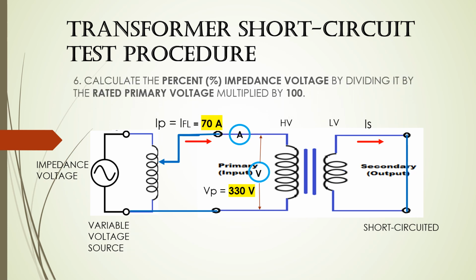Now to calculate the percent impedance voltage, divide it by the rated primary voltage multiplied by 100. So percent Z, or percent impedance voltage: 330 volts, which is our impedance voltage, divided by 6600, the rated primary voltage, multiplied by 100. So we get 5% as shown in the nameplate.